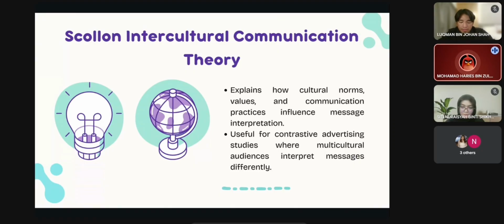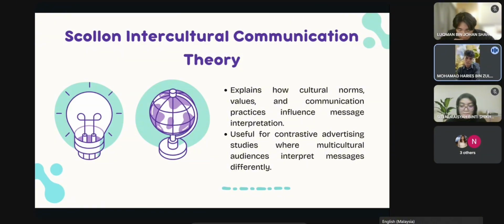So moving on to Scollon's cultural communication theory. Basically, Scollon's model tells us that communication is never neutral. We all operate within a cultural discourse system, essentially the written and unwritten rulebook of our culture. It is made up of our shared values, social norms, and communication practices and styles, which also act as filters. They dictate everything from how formal we should be to how we define a family. Most importantly, they determine how we interpret a message.